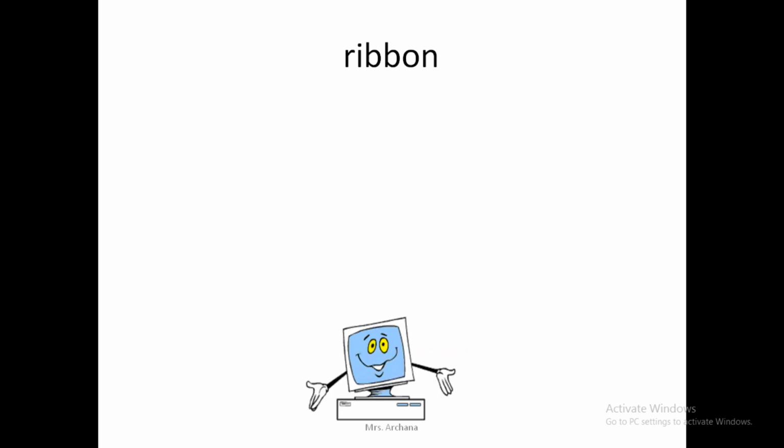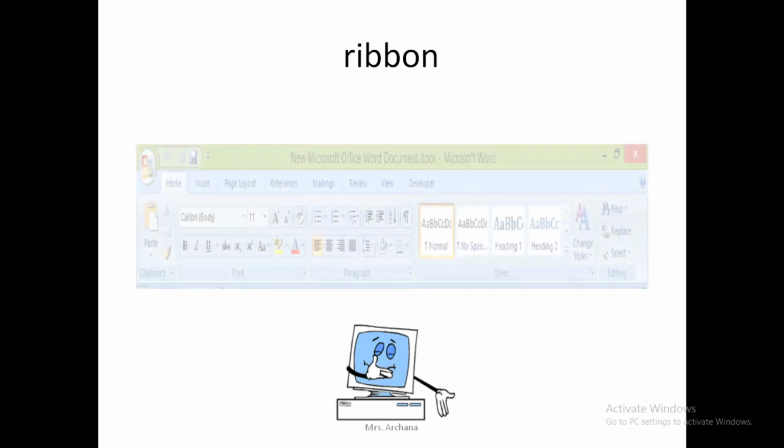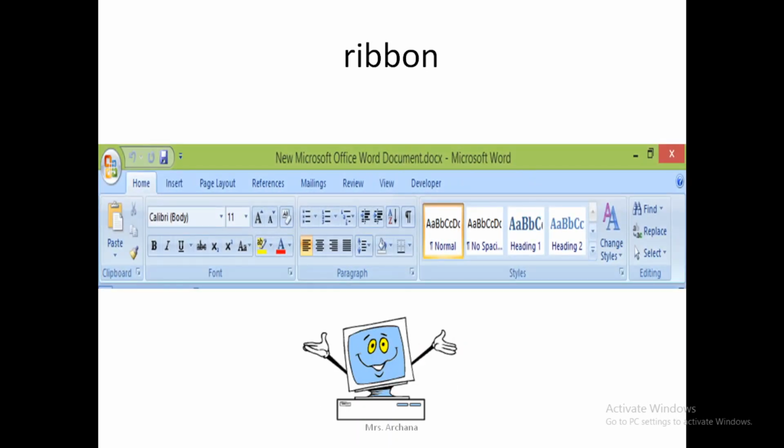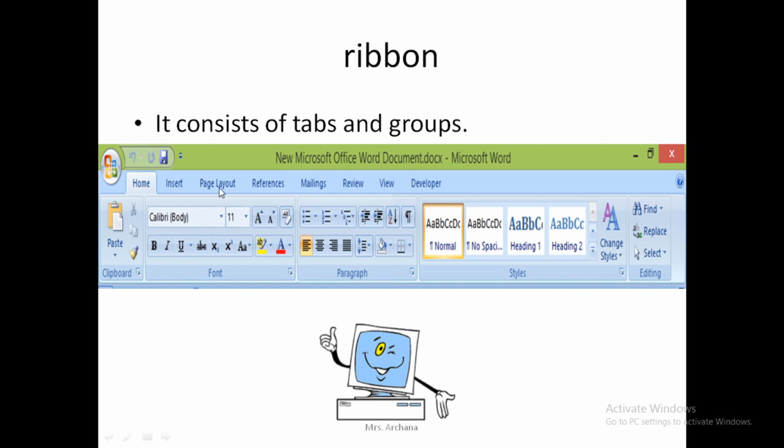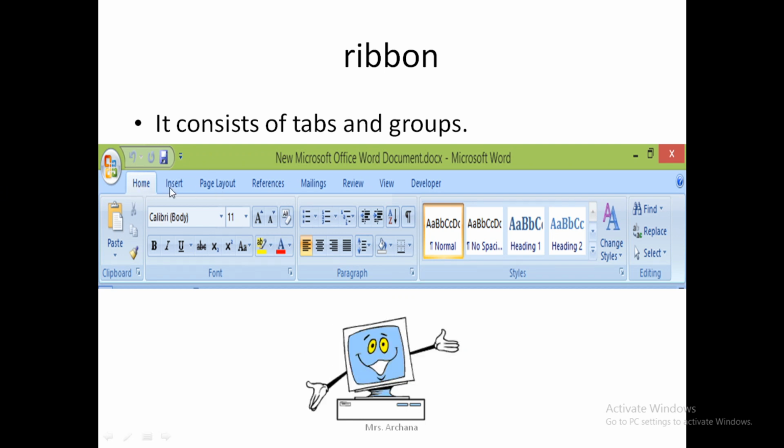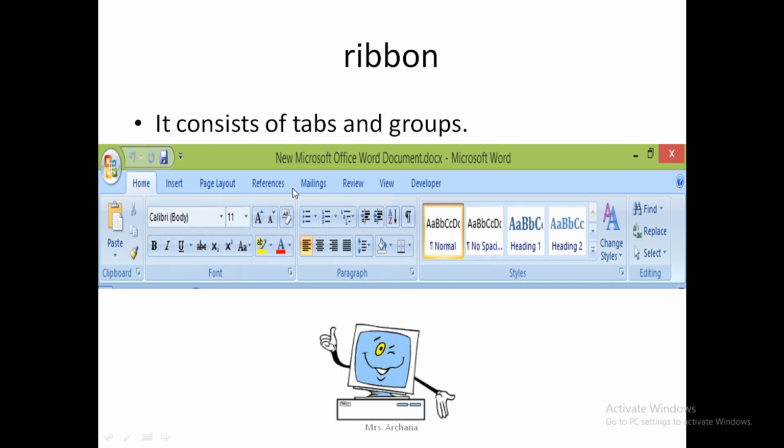Ribbon. It appears just below the title bar. This is the title bar, and the ribbon appears just below it. The ribbon consists of tabs and groups. Which are the tabs? Home, Insert, Page Layout, Reference, Mailing, Review, View, Developer. These are the tabs, and these are the groups.